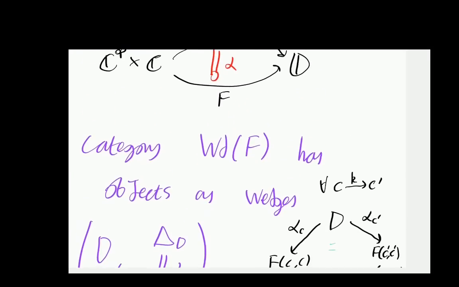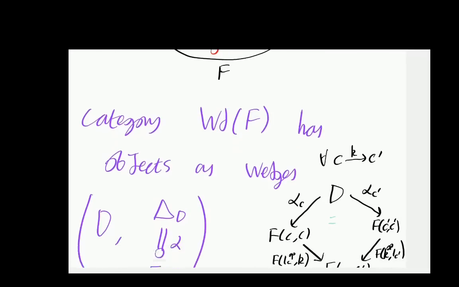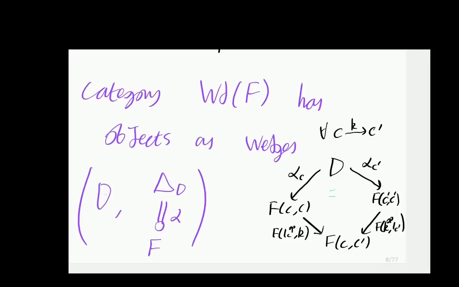So we have our bifunctor F, and we have these wedges over F. And it turns out that they form a category, and we call it WD of F. It's the category of wedges over F. So what are its objects and what are its arrows? Well, the objects are just wedges over F. So stuff like this, where we have an apex D and a dinatural transformation from the D-valued constant functor to F. In other words, a wedge over F with apex D. These are what the objects of this category look like.